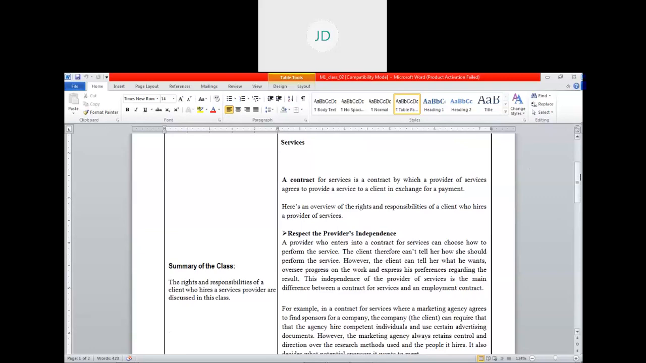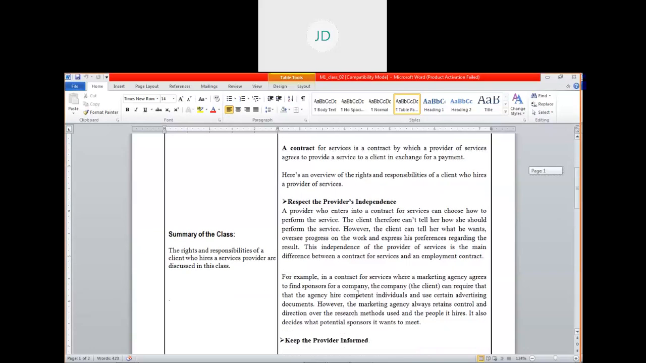If I want to build my house and I have proposed one contractor or an engineering firm, then I cannot interfere in the procedure he is going to follow in detail. I can give an idea about my desire, but I can't interfere in the actual approach that should be followed in the process of making the house or something like that. Here you can see a provider who enters into a contract for service can choose how to perform the service.